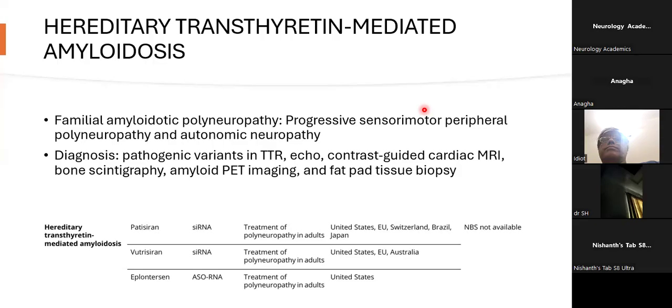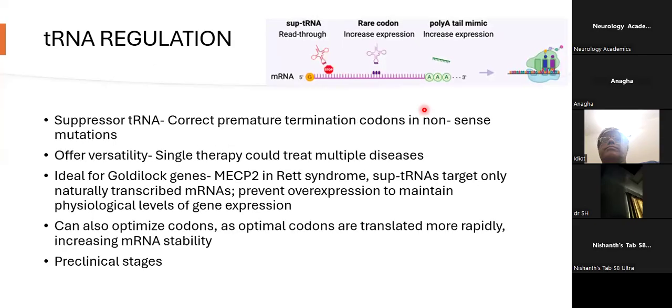However, there are several other modalities of gene therapy that are currently under trials that will soon come up in a big way in treatment of neurogenetic disorders. So one of which is tRNA regulation. This is the transfer RNA. So after the DNA transcribes into mRNA, for the formation of the protein, this tRNA is required. So here, the main therapy is with suppressor tRNA that corrects the premature termination codons and nonsense mutation.